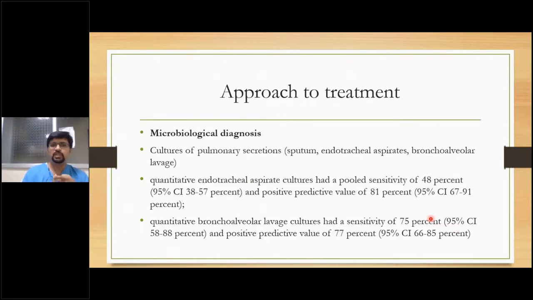Microbiological diagnosis is culture of the pulmonary secretions. We need to have a culture of the pulmonary secretions. Either it can be sputum in the case of hospital acquired pneumonia, endotracheal aspirate, or a bronchoalveolar lavage. Bronchoalveolar lavage can be of two types.